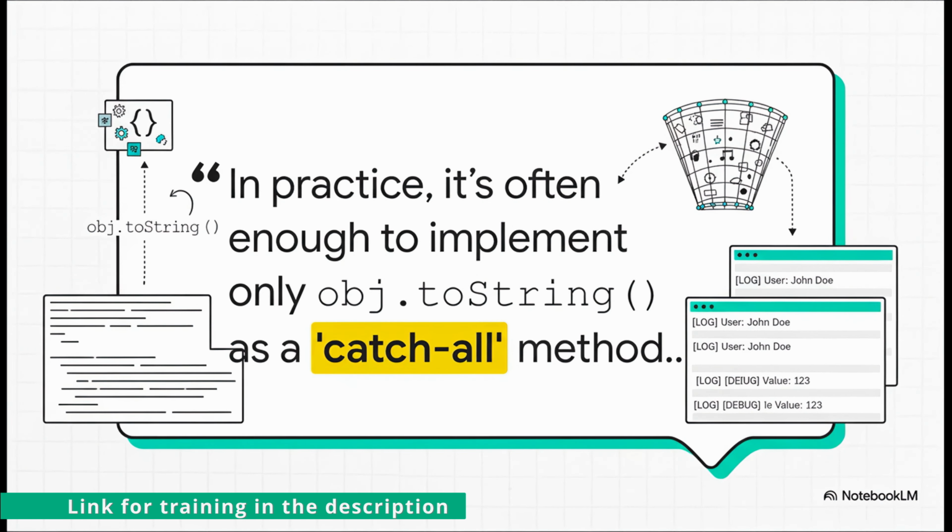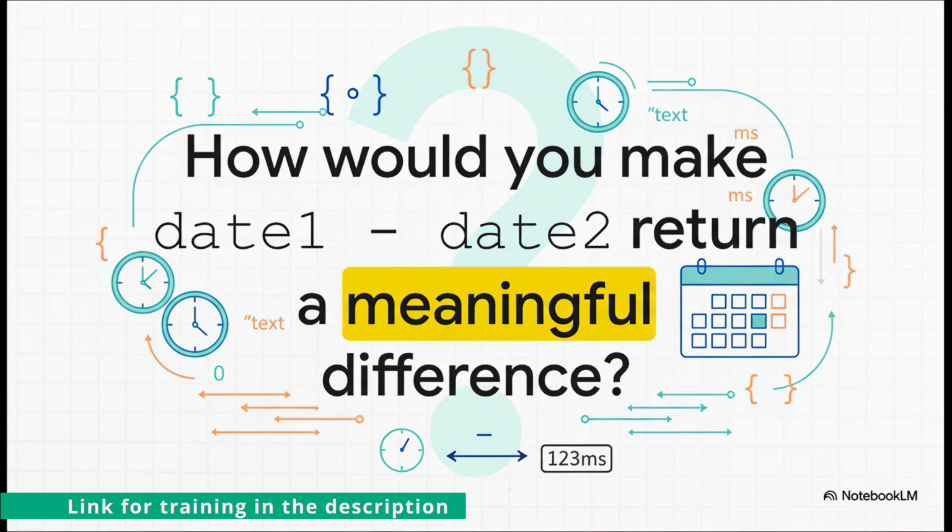Look, if you remember just one thing from all of this, make it this. For most practical situations, especially when all you want is a clean output from logging or debugging, implementing a single, well thought out toString method is probably the most effective and pragmatic thing you can do. So there you have it. You know the secret rules now. The magic is gone, and what's left is a predictable system.